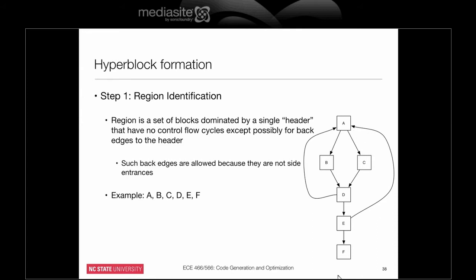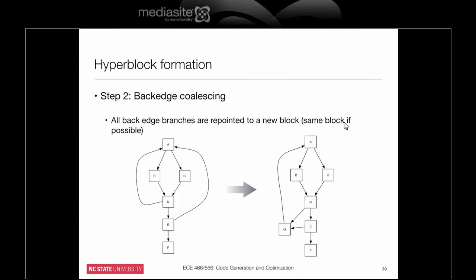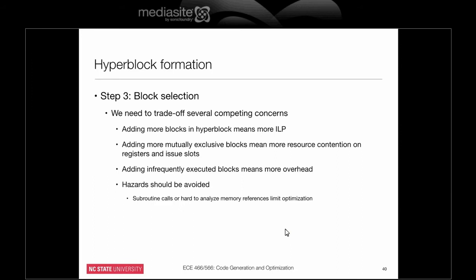For example, this could be a region: A, B, C, D, E, and F. There are two back edges, but they go back to the header, so we can treat them as side exits, not side entrances. Then we do something called back edge coalescing, where we try to make all these back edges in the graph point to the same block. That makes it easier for us, because when we have to branch out of the hyperblock, at least for this particular region, we can have them all branch to the same block G.